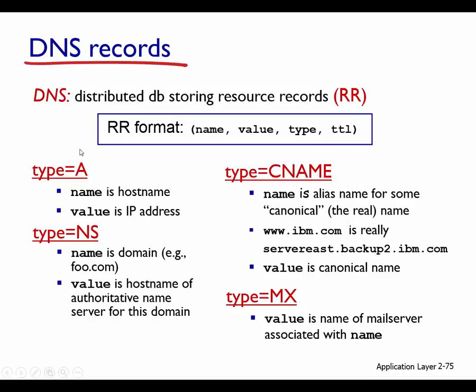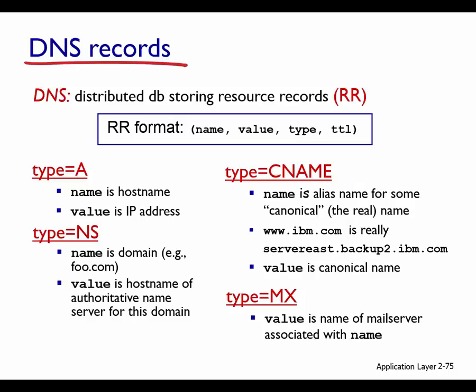There are some examples of a type of resource record. Could be a type equal to A, where the name is going to be a host name, and the value is going to be the IP address. If the resource record was of type NS, for name server, name is going to refer to some sort of domain, and value is going to be the host name of the authoritative name server for that particular domain. So these values are going to vary based on the type of resource record.